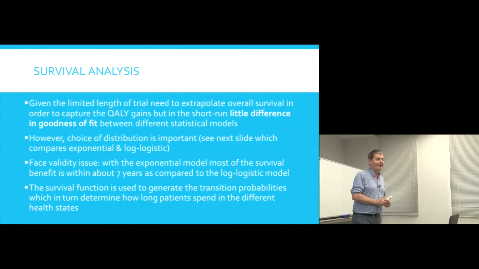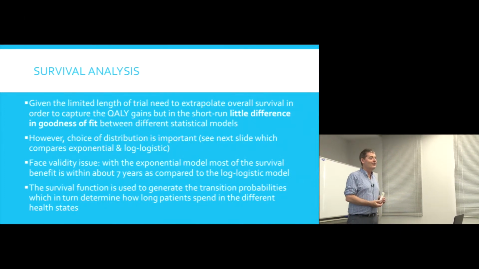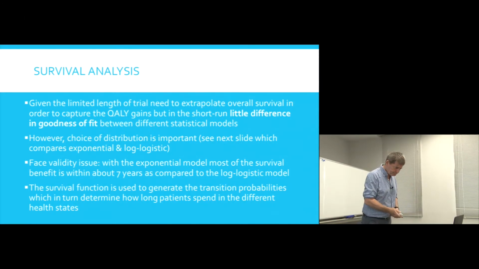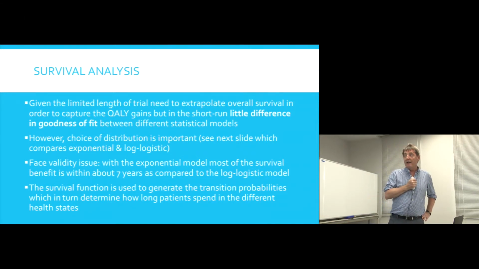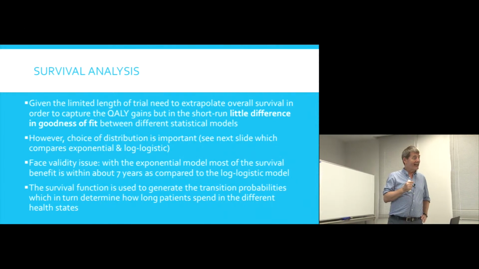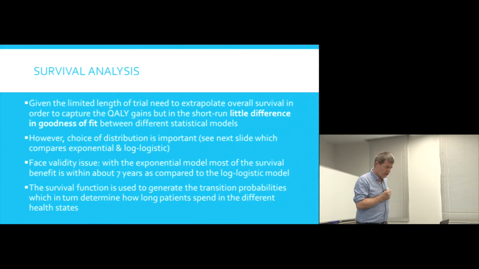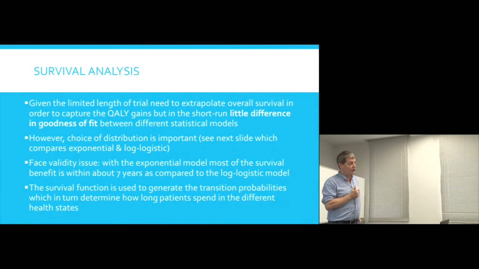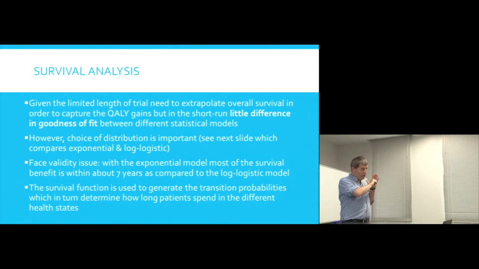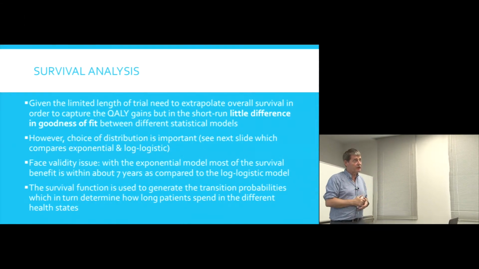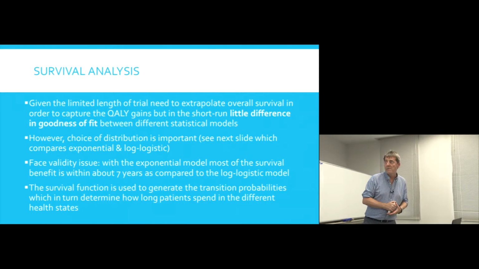But the problem it gives us is we don't know what happens to most of the patients. We know what happens to a few of them. We observe them, for example, dying. And so we need to extrapolate into the future. And this is a statistical procedure, and there's a wide choice of statistical distributions we can use to go from the observed data during the trial to predicting what happens to the patient group over time.